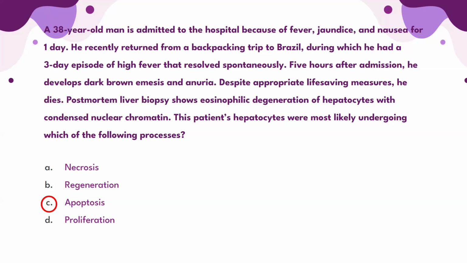But we know that apoptosis is self-programmed, right? It's programmed cell death. It's something that the cells decide to do themselves. And so there's no inflammation. There won't be any neutrophils to the side. It's something the cell does by itself. So yes, eosinophilic would give it away and condensed nuclear chromatin as well.